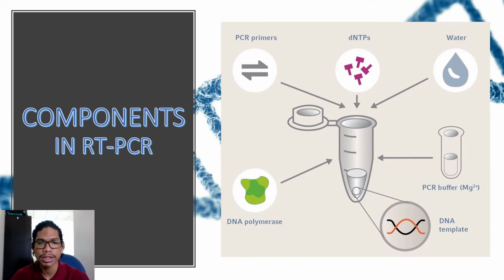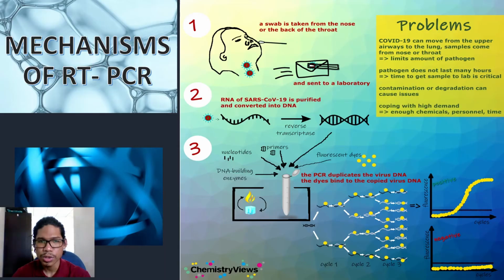Next, DNA template, which is double-stranded, from a biological sample; salts and buffer to maintain a near-natural pH; and lastly water. So these major components are compulsory to perform the RT-PCR.